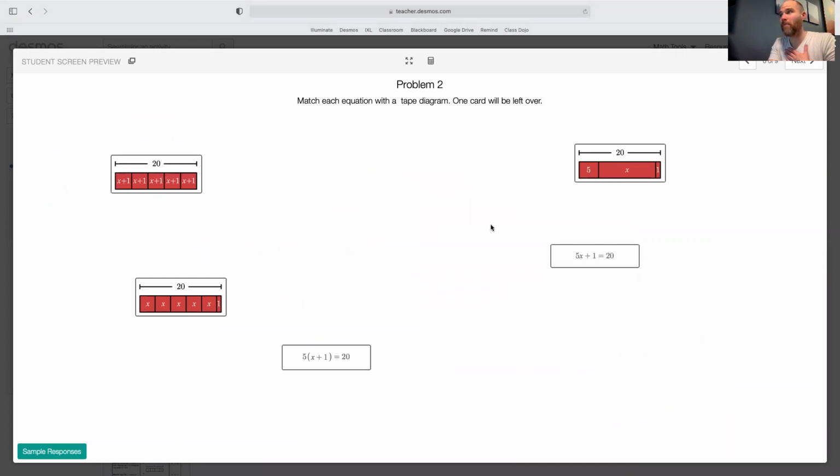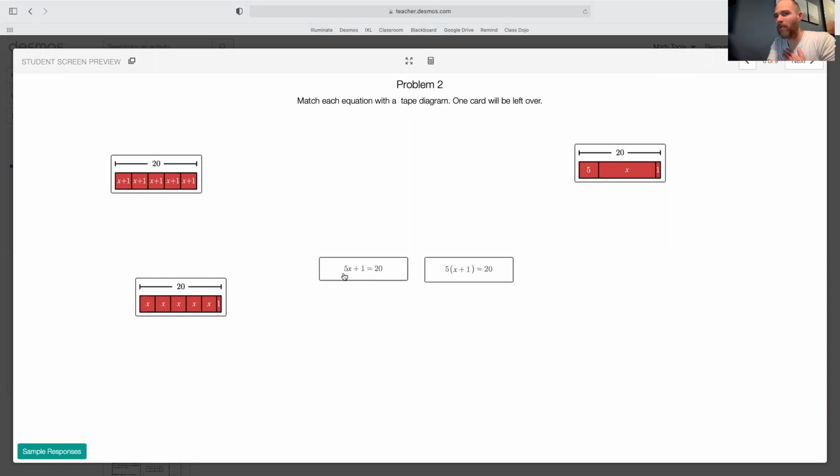So match each tape diagram to an equation. Okay, looks like 1 card will be left over. All right, so these 2 equations are super similar, right? One is 5 times x plus 1. So this should have 5 boxes with x's in it, and then 1 box with an x. Boom.